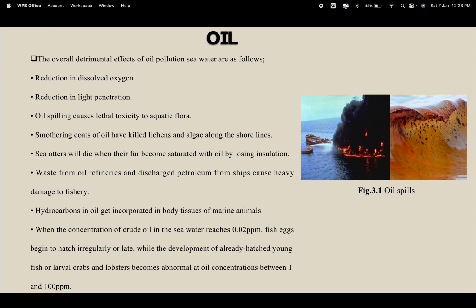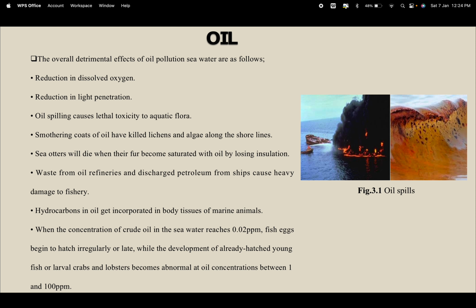The overall detrimental effects of oil pollution in seawater are as follows: reduction in dissolved oxygen, reduction in light penetration, and oil spills causing lethal toxicity to aquatic flora. Thick coats of oil have killed lichens and algae along the shorelines. Sea otters will die when their fur becomes saturated with oil, losing insulation. Hydrocarbons in oil get incorporated in the body tissues of marine animals.